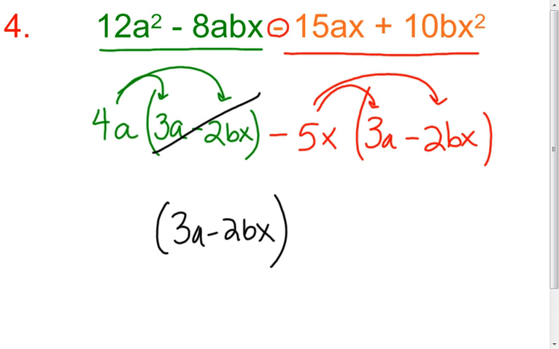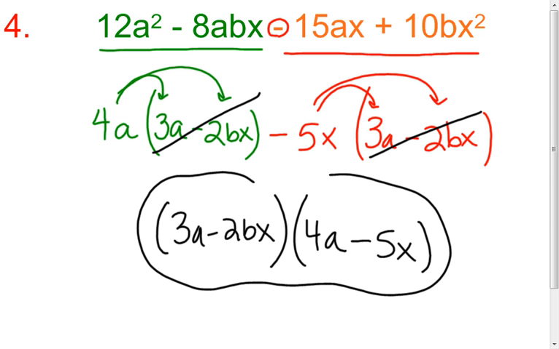If I factor it out of the green, what I have left is 4a. If I factor it out of the red, what I have left is negative 5x. Okay? And that's how this factors.